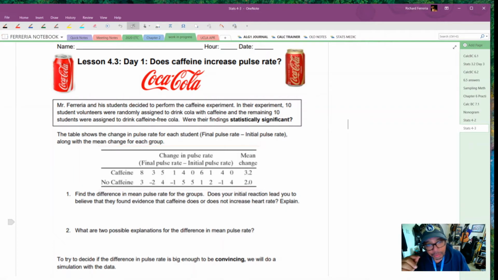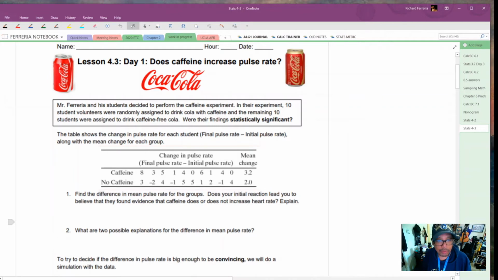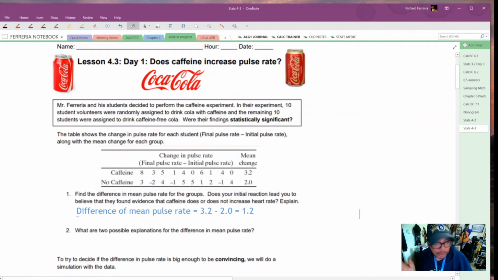The caffeinated group has a mean change in pulse rate of 3.2. So on average, their pulse rate increased by 3.2 beats per minute. And for the non-caffeinated group, their pulse rate increased by 2 beats per minute. So their pulse rate increased as well, but it didn't increase as much as the caffeine people. So find the difference in pulse rates for each group. That's easy. That's just 3.2 minus 2, so just 1.2 beats per minute.